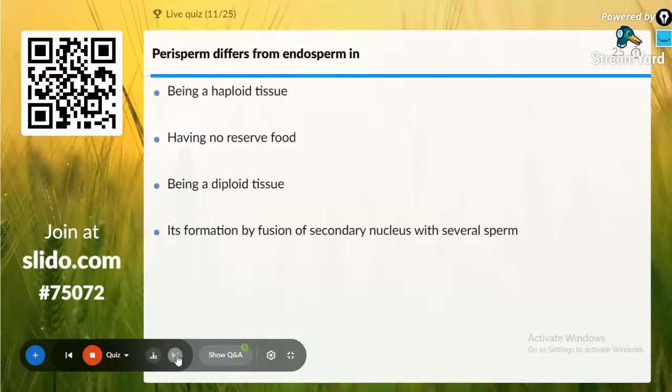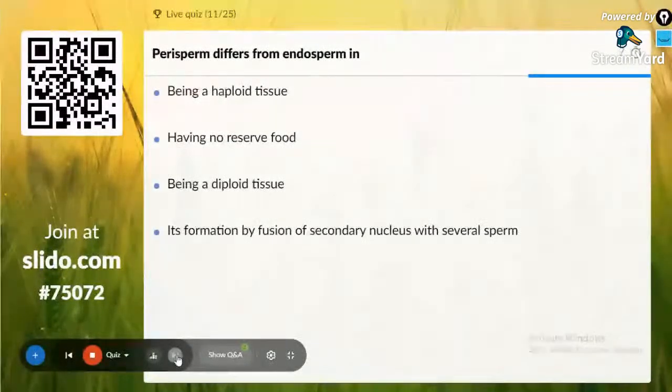Next, in the morning session also the same question was there. Those who have taken the quizzes seriously instead of treating it as a time pass must answer this question correctly. Perisperm differs from endosperm in being a haploid tissue, having no reserve food, being a diploid tissue, its formation by the fusion of secondary nucleus with several sperm.